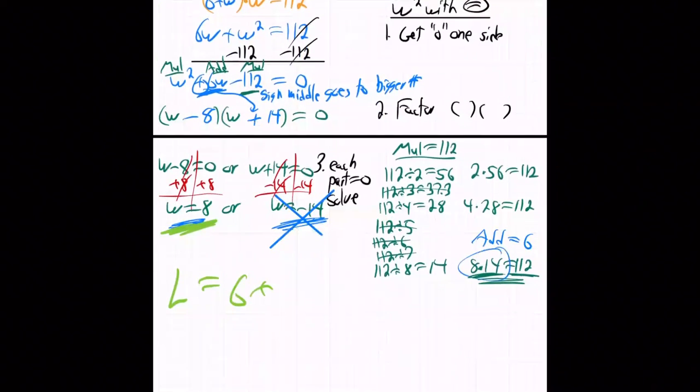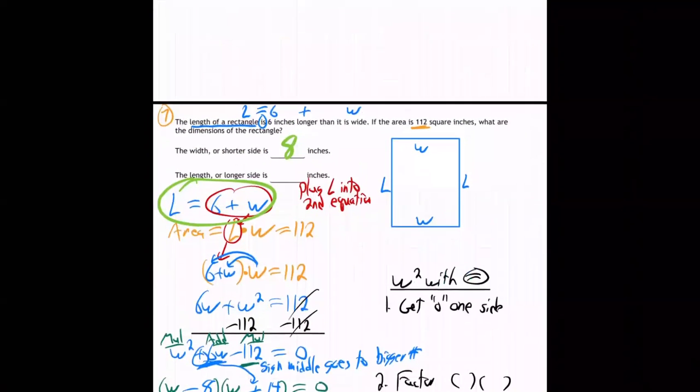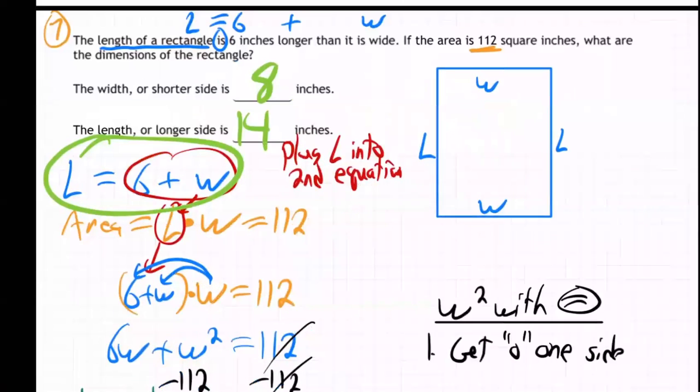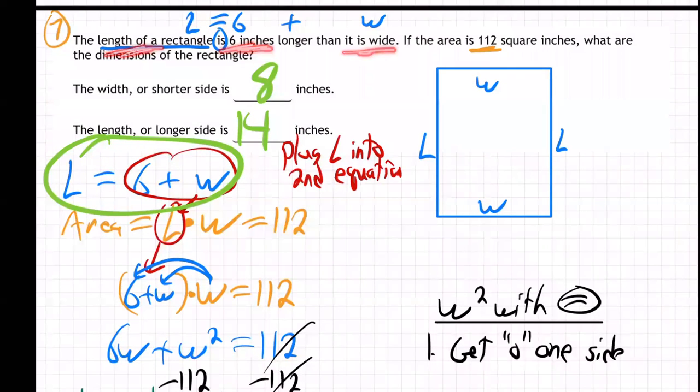Length is 6 plus width. Plug in the width is 8. Length is 6 plus 8, which is 14. So the length is 14. So we got it. And now notice how those fit the words, don't they? The length is 6 longer than the width. If you take this length, that's 6 longer than the width. Add 6 to the width.